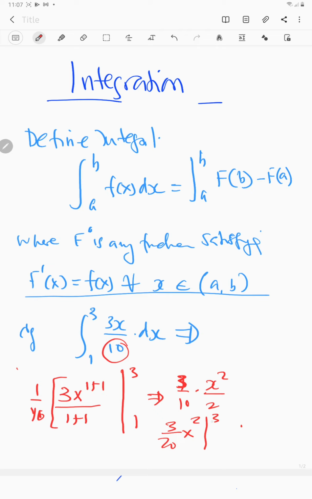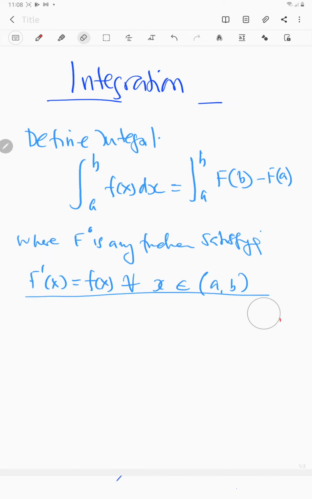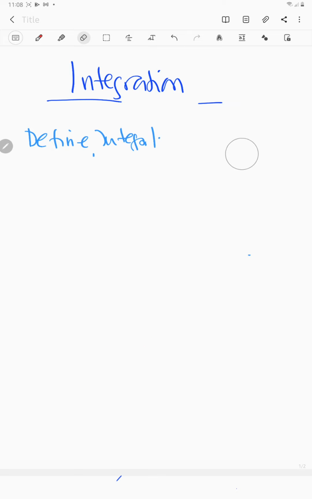In the end, you substitute 3 wherever there is x, and then you take this again, wherever there is 1, you substitute 1, and then you take the difference. At the end, you have the value that you can get. That particular value is what defines the statement. That's the most important part. And on the other part, I can give you so many examples so that you can practice, which look at the integral.